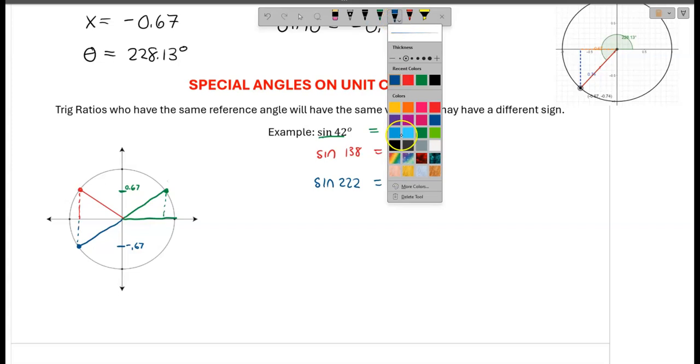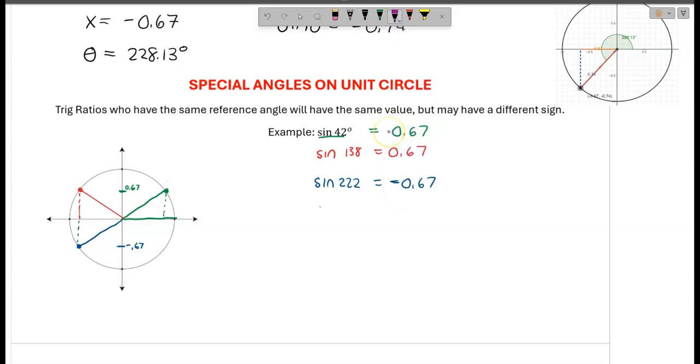And then finally, in quadrant number 4, the angle is going to be 360 minus 42, or 318 degrees. If we draw this angle, it's going to look like this. Notice that that has the same y value as well. So that's the reason why sine is negative in those two quadrants, but ultimately all the answers are 0.67.